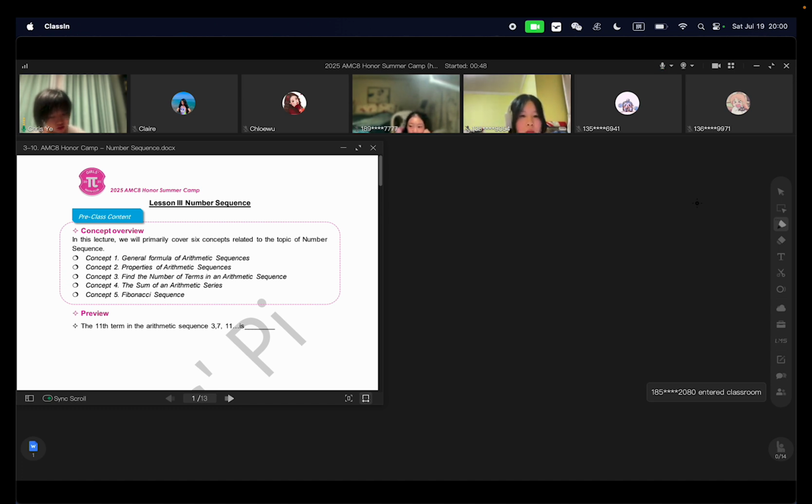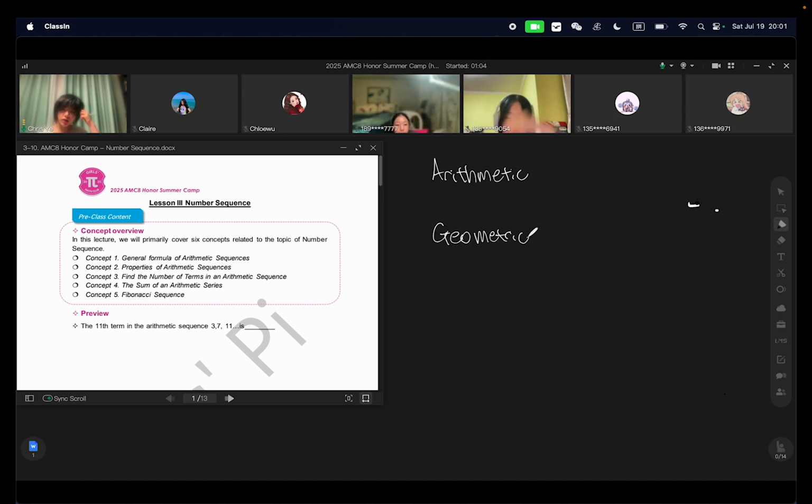So there are mainly two types of number sequences, which are arithmetic, like 等差数列, or geometric. But today we're not going to talk about geometric. For arithmetic, it's quite simple. Basically, you just start with the number a, and then you have an interval, which is usually d. Then the next number will just be a plus d, then a plus d plus d, and so on.